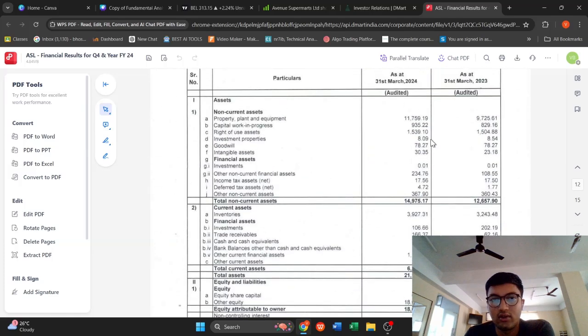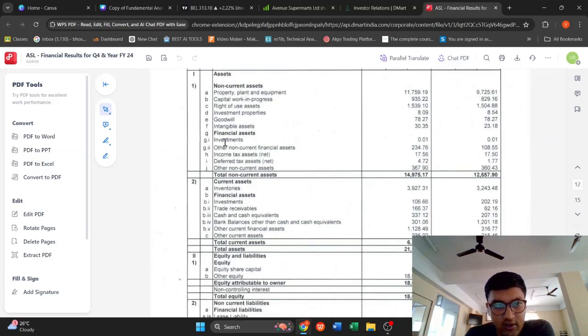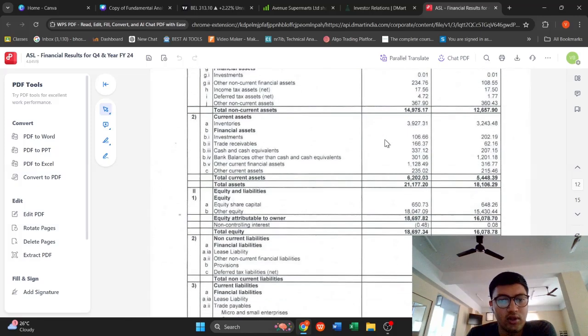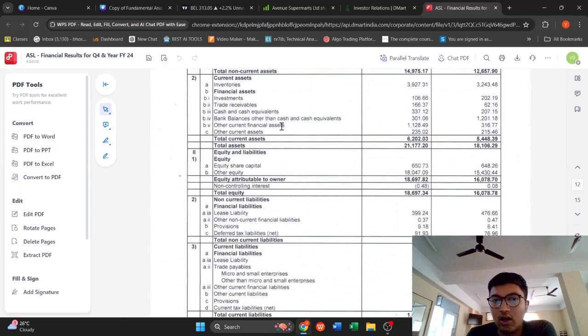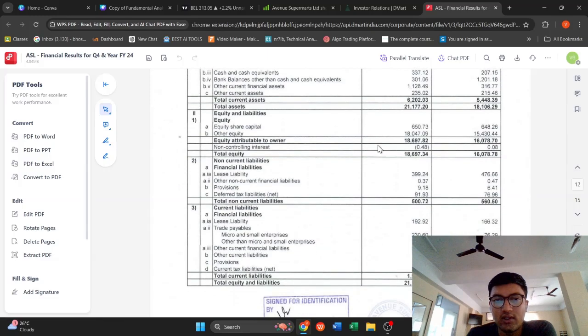So you see the total non-current assets: capital work in progress, right of use assets, goodwill, intangible assets. These are considered as non-current assets. And investments, so these are investments for the long term. If you want to go into the detail, you can actually go into the details. Then cash and cash balance, and the equity side. So this is the shareholders' money, and it's the total equity outstanding.